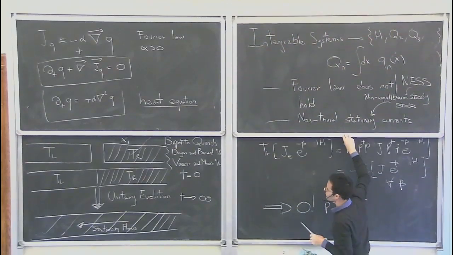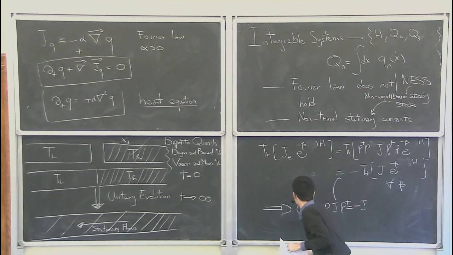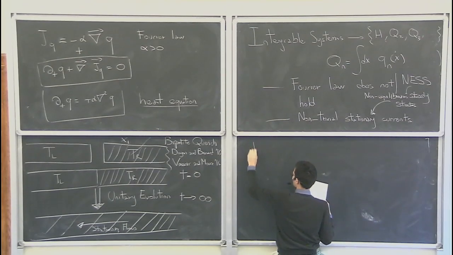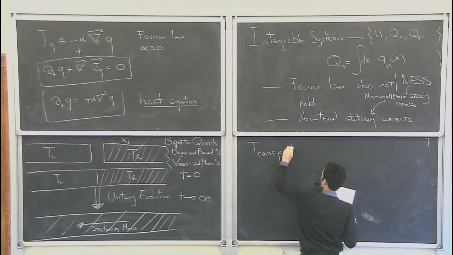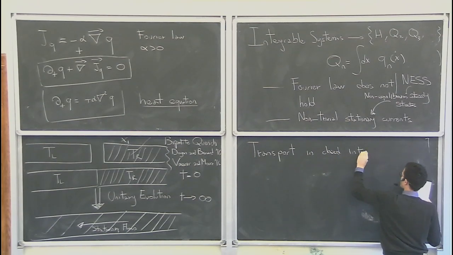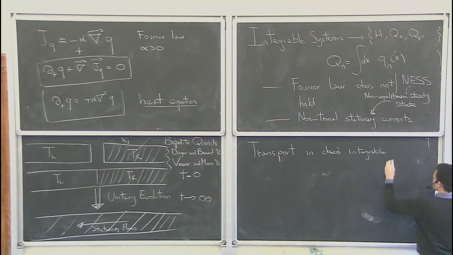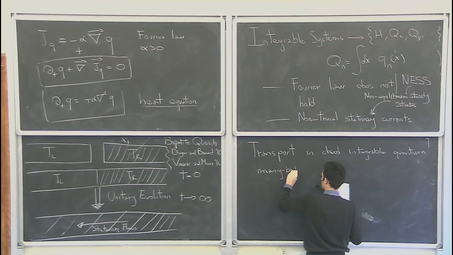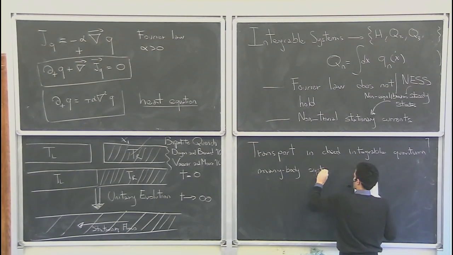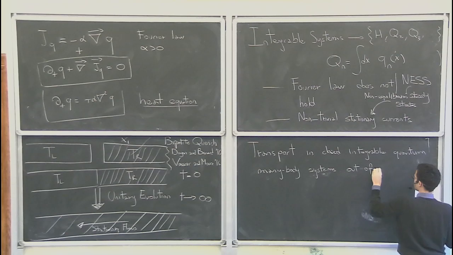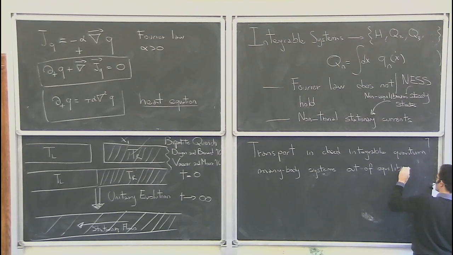So that was a very long way to introduce the title of my course. And the title of my course will then be: Transport in Closed Integrable Quantum Many-Body Systems Out of Equilibrium. Okay? Now all the words make sense. Please.